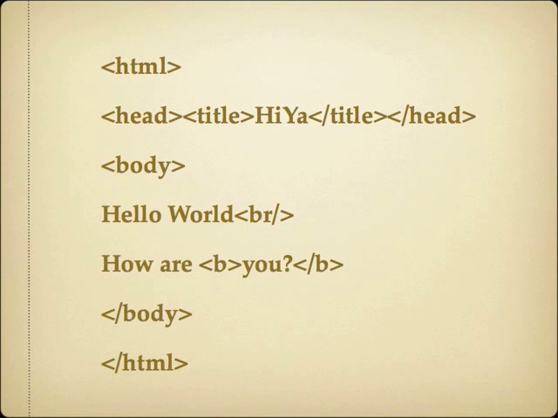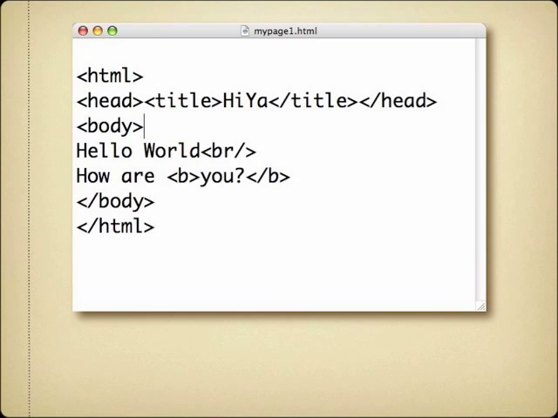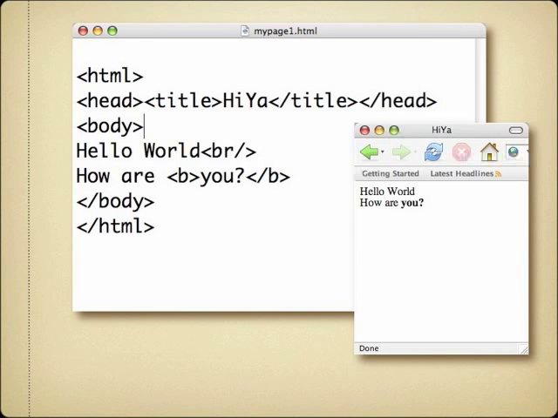We could save this page as mypage1.html. HTML files typically have an extension of .htm or .html. To see what it looks like, we need to open it up in a browser. When working on a page, it's often handy to keep both the HTML file and the browser open. The effects of any changes to the HTML file can then be quickly seen in the browser.